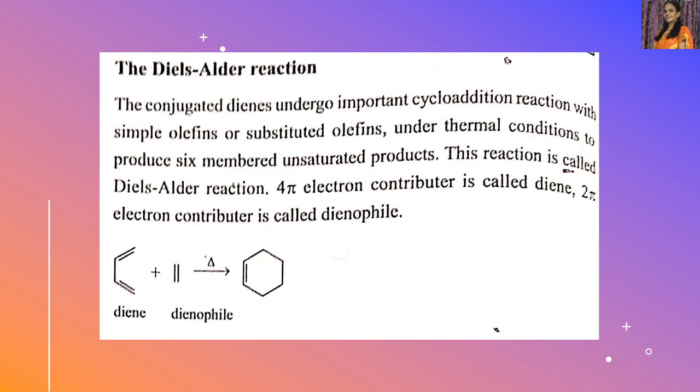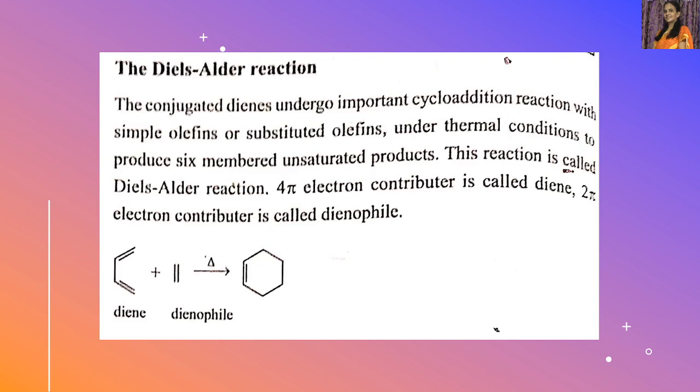This is also known as the 4 pi 2 pi reaction or 4 plus 2 cycloaddition reaction, because a 4 electron contributor is called diene. This one has 4 electrons; 2 pi bonds are there, each pi bond is made up of 2 electrons, so altogether 4 pi electrons are there, therefore it is called diene. And the 2 pi electron contributor, the one which contributes 2 electrons, is known as dienophile, this one.